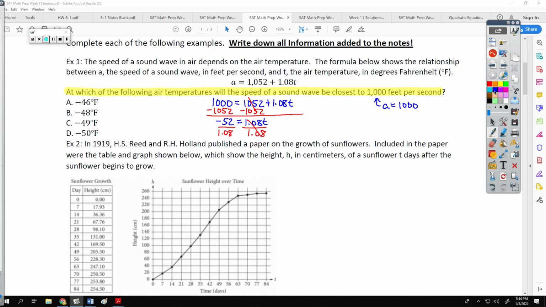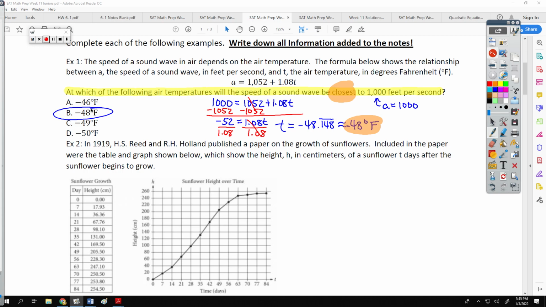So when we do that, I'll grab my calculator here. All right, let's see here. Negative 52 divided by 1.08 is, T is actually equal to negative 48.148 repeating, which would be closest to negative 48 degrees Fahrenheit. Okay, again, that's the key word there, is closest to. And closest means we should be rounding this answer off, and we should be running with negative 48 degrees Fahrenheit for example 1.